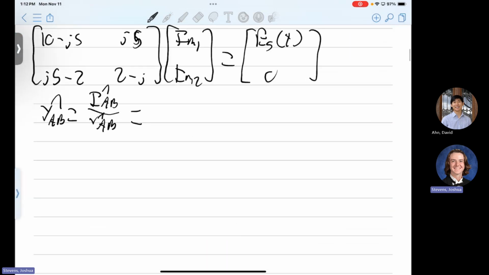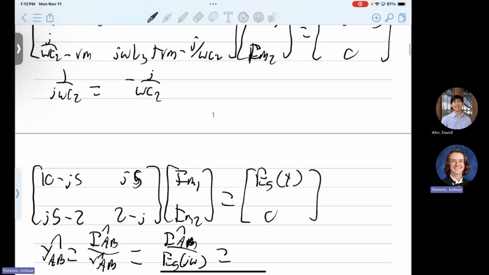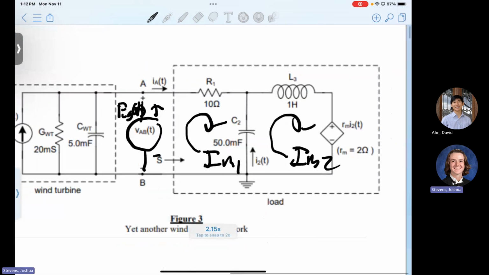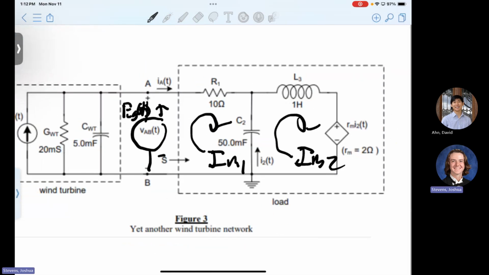So that can then just be changed to EG of J omega and the IAB. Okay. Well, looking back on the matrix, what would IAB be in terms of matrix currents? What is IAB? So like the current that would be here, what is it in terms of these matrix currents? IM1. Do we agree?